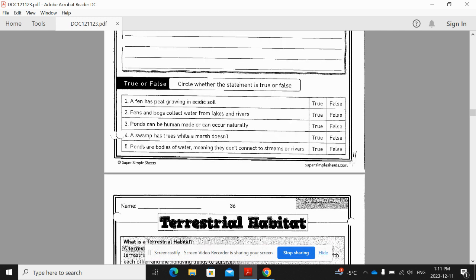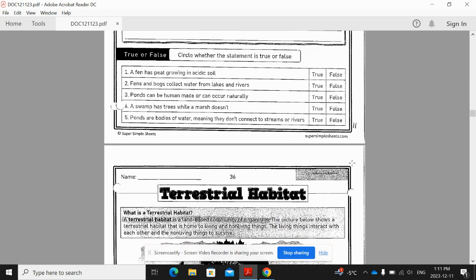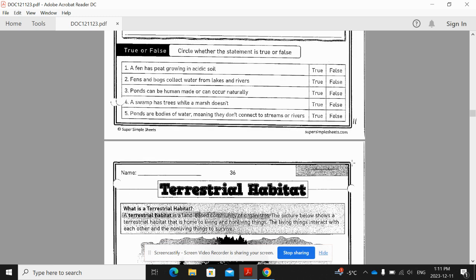And here's the true or false. So number 1, a fen has peat growing in acidic soil. 2, fens and bogs collect water from lakes and rivers. 3, ponds can be human-made or can occur naturally. 4, a swamp has trees while a marsh doesn't. 5, ponds are bodies of water, meaning they don't connect to streams or rivers.